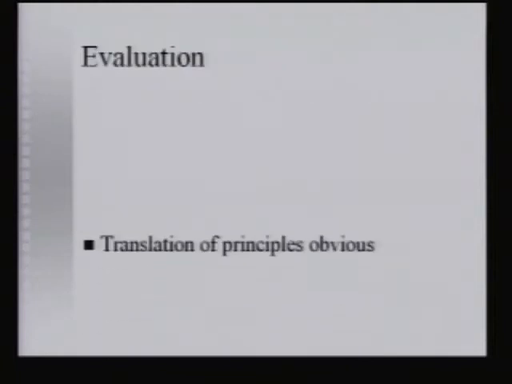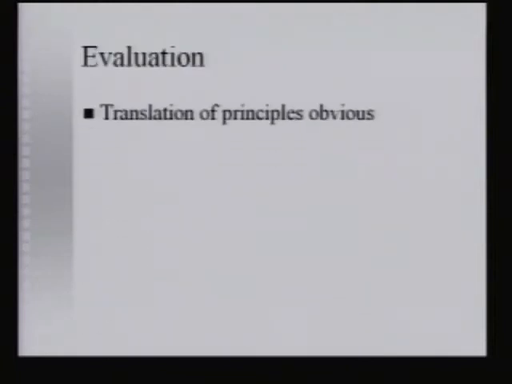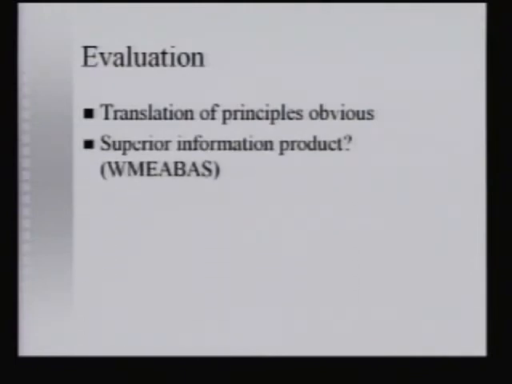So the evaluation of the open source model is not too terribly shocking. The translation of the principles is obvious. The argument would be that OS produces a superior information product. This stands for, with many eyeballs, all bugs are shallow. That's the mantra of the open source movement. There are some incentives issues.